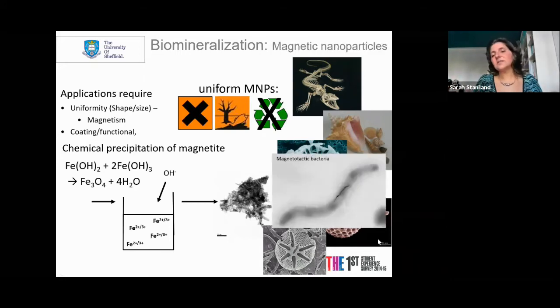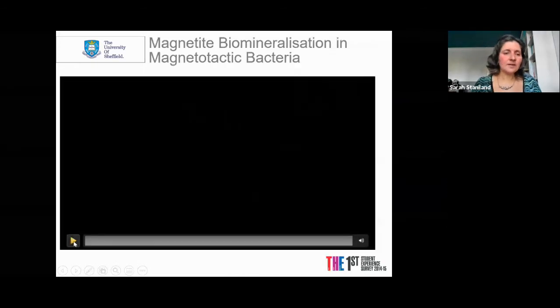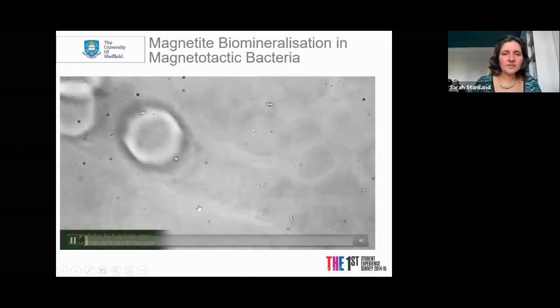But one of my favourite organisms I'm working with, apart from humans and maybe dogs, is magnetic bacteria. As you can see here, I haven't put a scale bar on, which is poor, but they're about 6 microns long, and they make these magnetite nanoparticles within their cell. I'm going to show a little video of them, because they are beautiful things.